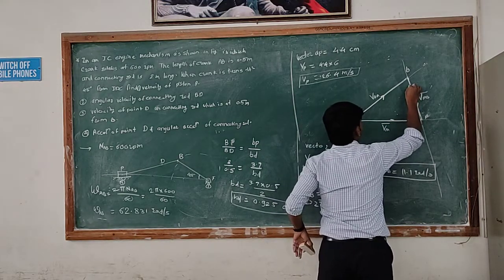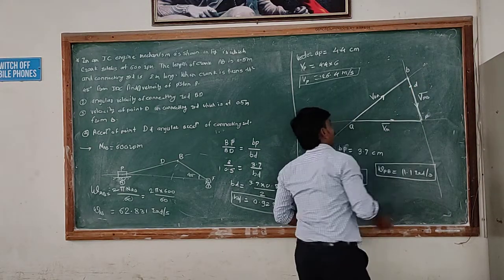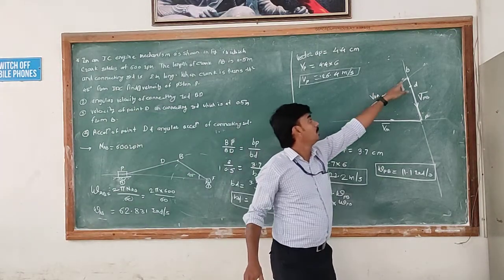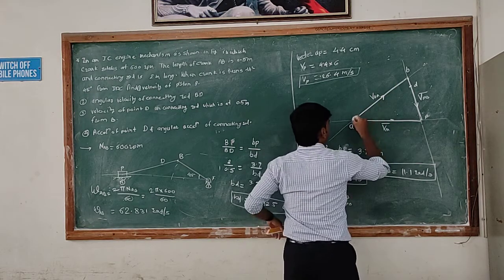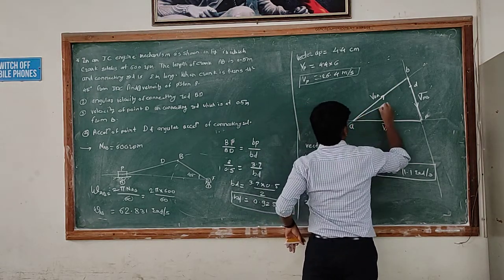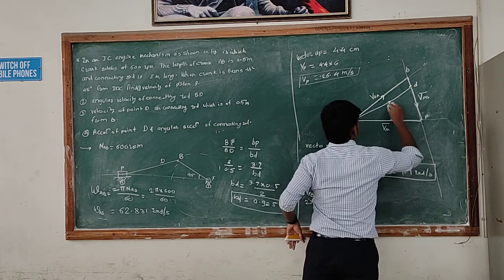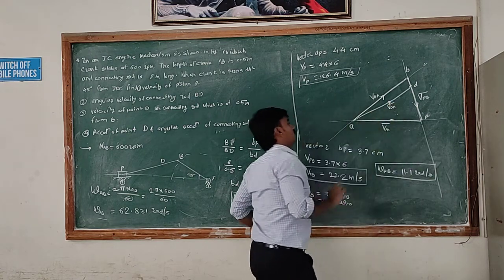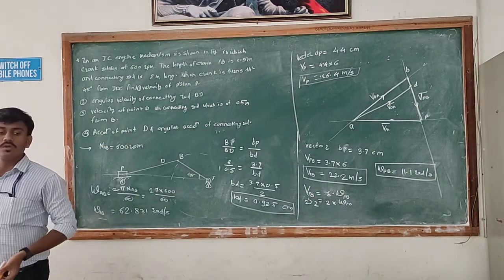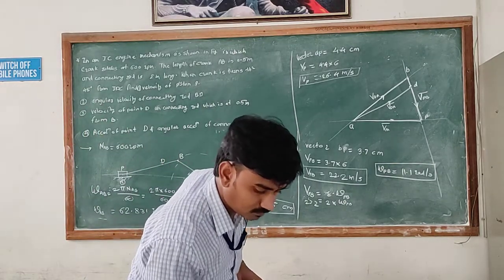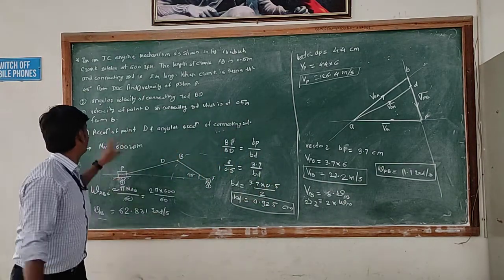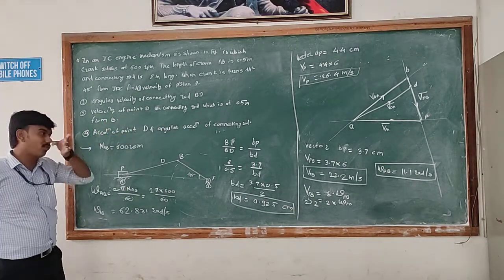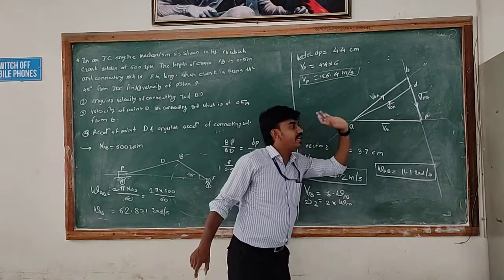So we will mark the point D at a distance of 0.925 centimeter from the point B, and if we join A to D, this will give the velocity of the point D with respect to A. And here they ask the velocity of the point D on a connecting rod from the B. We have to find out the velocity of the point D.